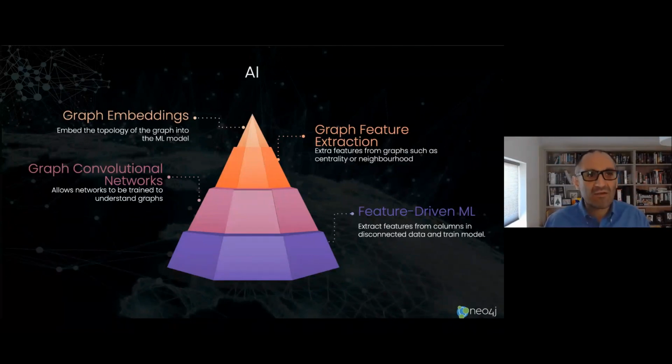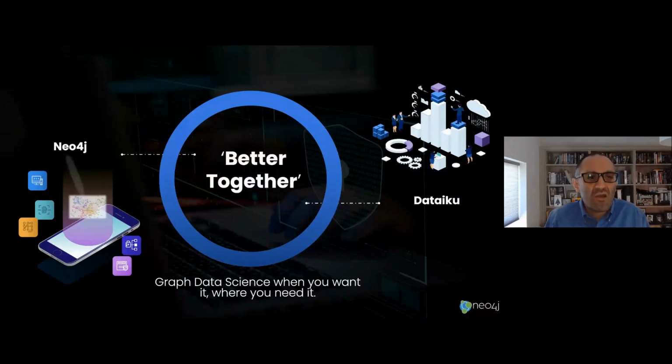Now, what I like about this is the idea that these things are completely complementary. The AI stuff, the graph stuff, it works hand in glove. So what I think about when I think about Neo4j and Dataiku is that this is better together. It gives you the best kind of data science. This is graph data science, graph machine learning, and the Dataiku platform gives you it where you want it, where you need it right now.